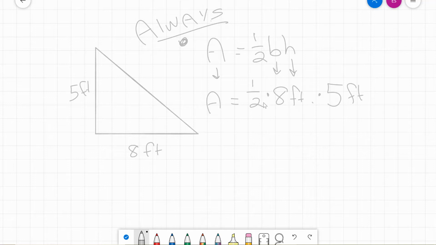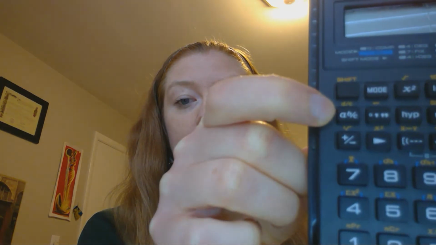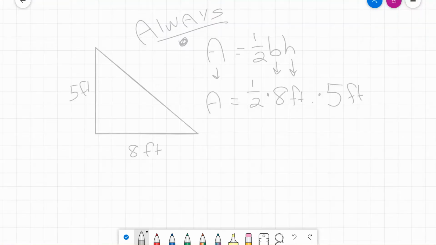So now I'm going to do 1/2 times 8 times 5. And if you're doing that on your calculator, I want to remind you, you can use the fraction button on the calculator right there to do 1/2. You can also just use 0.5, which is what I'm going to do. So I'm going to do 0.5 times 8.